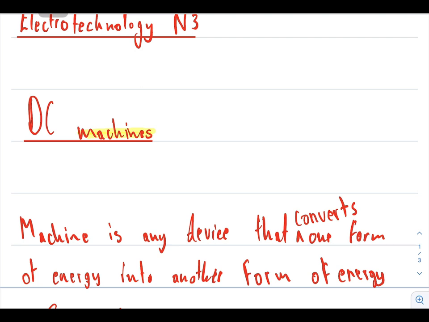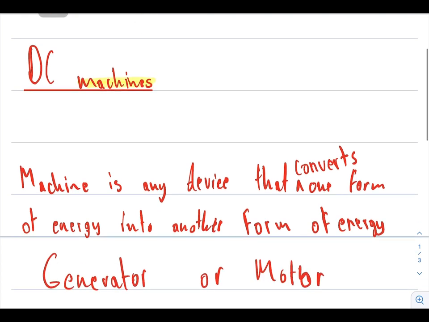According to this definition, something that converts electrical energy into light energy would also be a machine. But the only machines in this subject are either a generator or a motor. So when I say DC machines, I'm referring to either a DC motor or a DC generator.